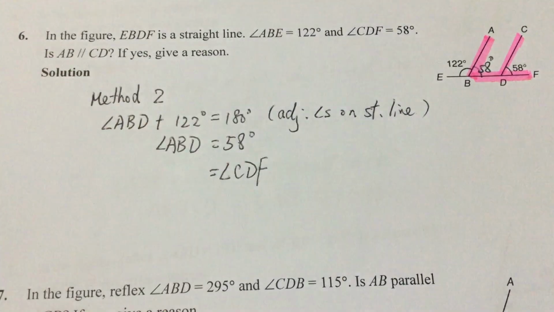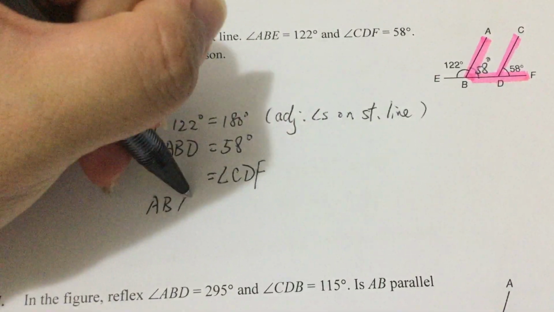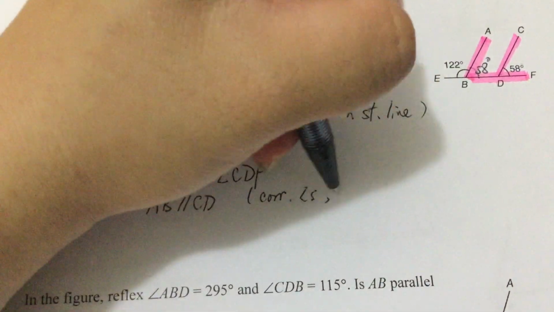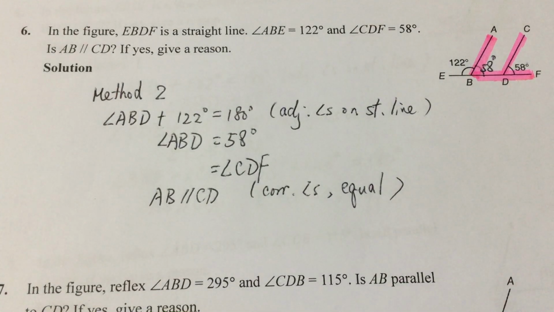That means this is CDF, okay? We know that they are equal, so we can say AB is parallel to CD. Once again, corresponding angles equal. So which method you are going to choose is no problem. You can do either one of these methods to solve the problem immediately. Otherwise, you will find some problem, okay?